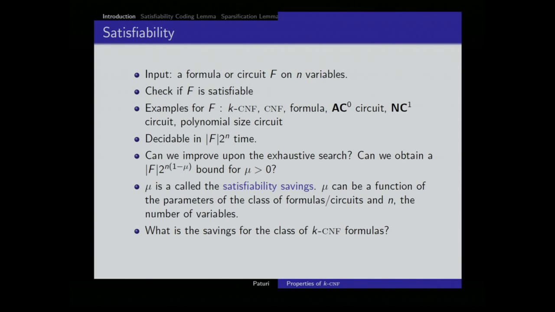We are specifically interested in the class of KCNF circuits, and it turns out better satisfiability algorithms for these problems seem to be connected with lower bounds, and more importantly, combinatorial properties of KCNF seem to be related to both lower and upper bounds. The best known prior to 1997 is that the satisfiability savings is 1 in 2 to the k. You take each clause, try out all possible settings, and then you develop the DPLL tree and show that you can get a savings.